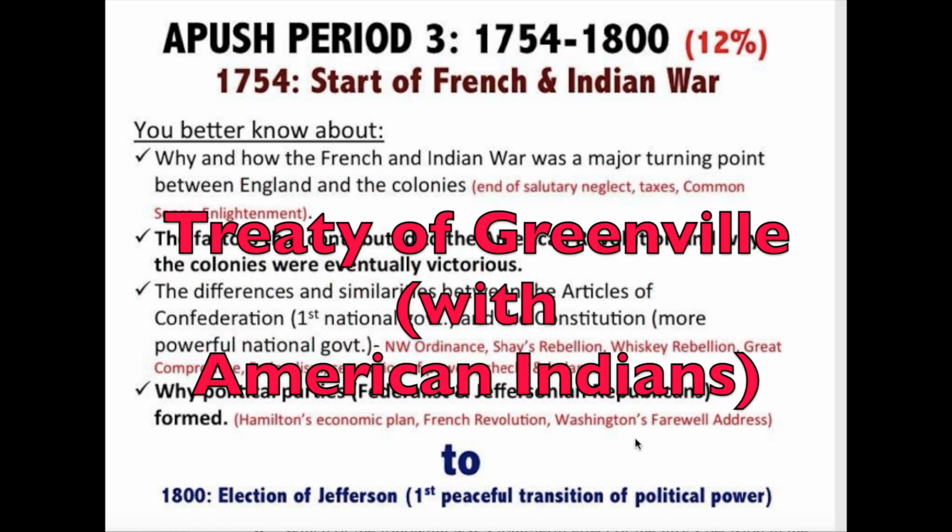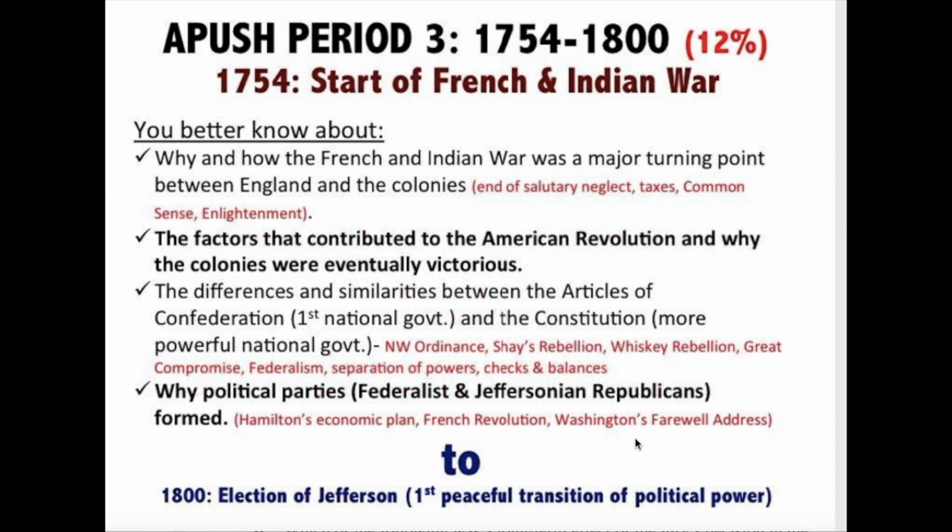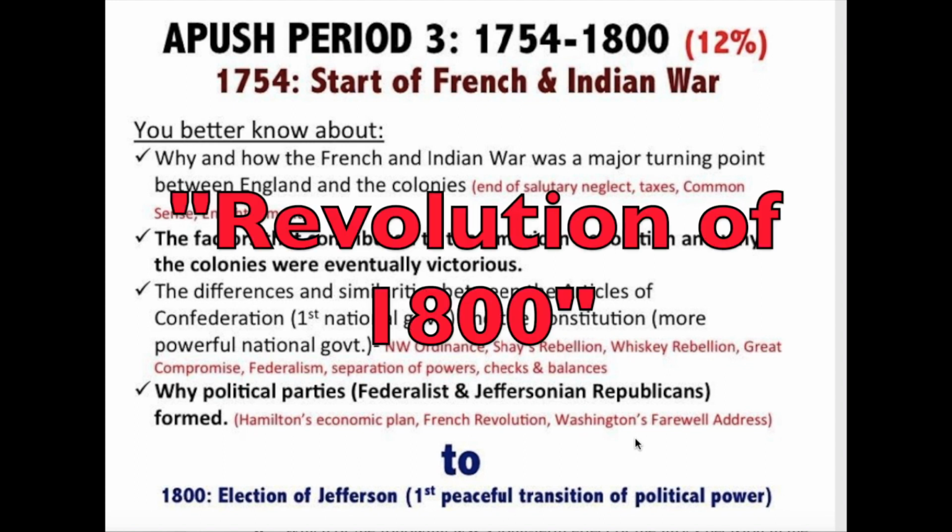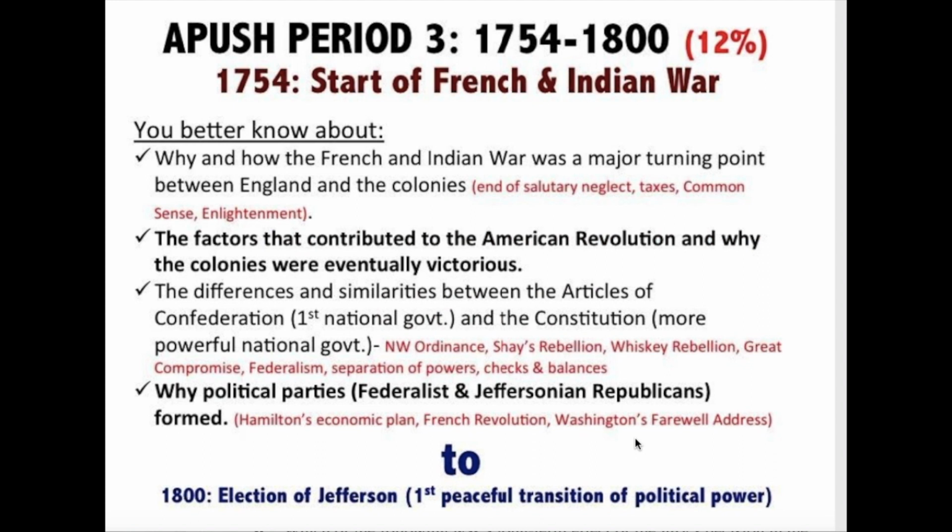You also had the Treaty of Greenville, which was with the Western Confederacy in the Ohio River Valley, which basically eliminated Native American claims to the land and opened it to white settlers. Period 3 ends with the election of Jefferson and is often called the Revolution of 1800. It was the first peaceful transition of power to a new political party. So the Federalists had dominated for the end of Period 3, and then the Democratic Republicans or the Jeffersonian Republicans would dominate for the earlier part of Period 4.